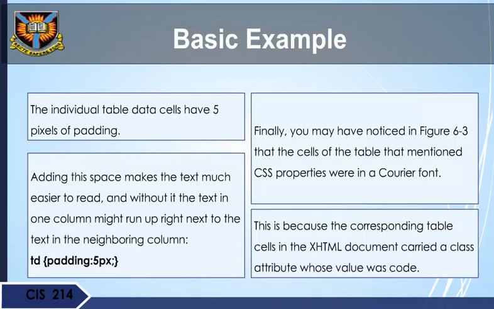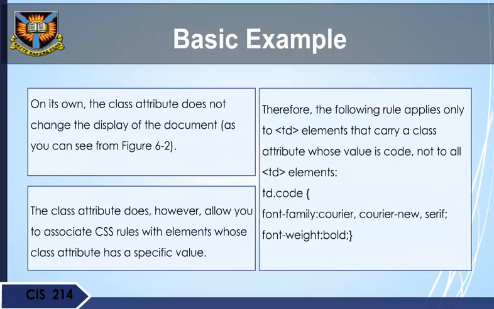properties were in the Courier font. This is because the corresponding table cells in the XHTML document carried a class attribute whose value was code. On its own, the class attribute does not change the display of the document. As you can see from figure 6.2, the class attribute does, however, allow you to associate CSS rules with elements whose class attribute has a specific value. Therefore, the following rule applies only to TD elements that carry a class attribute whose value is code, not to all TD elements. TD.code, font-family Courier, Courier New, serif, font-weight bold.